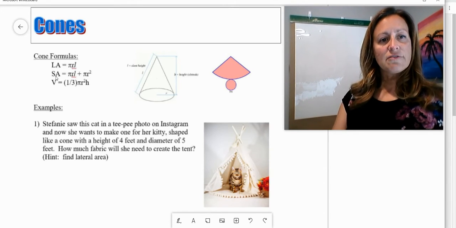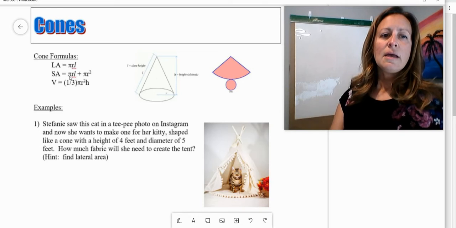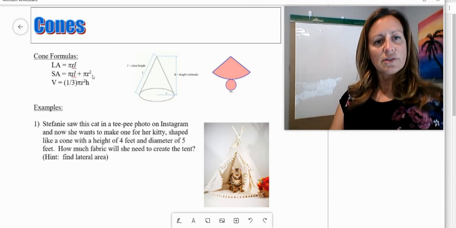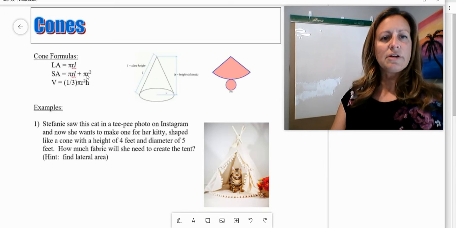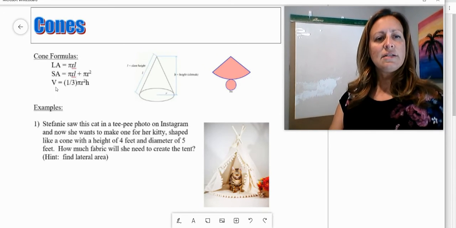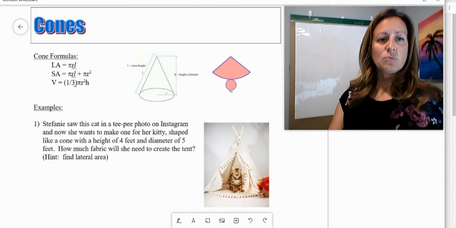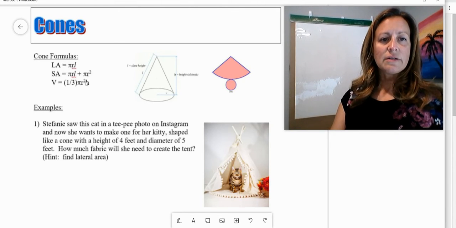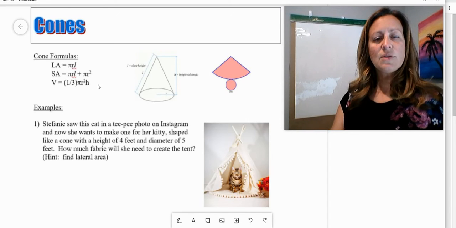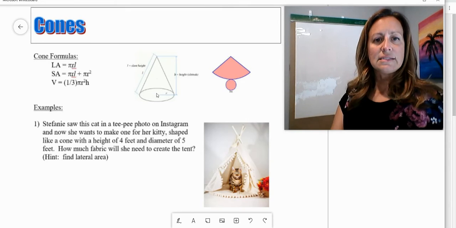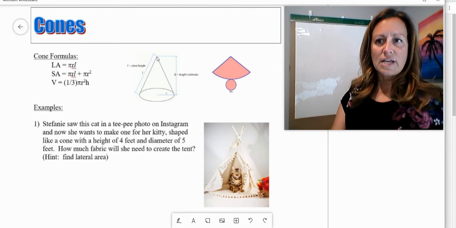Surface area for the whole thing would be pi RL, that's lateral area, plus the area of a circle, the base. So it's just lateral area plus one base. And then here's a volume formula for cones. How much can you fit inside the cone is 1/3 pi r squared h, where h is the height of the cone, not the slant height. It's the altitude from the center of the cone straight up to the vertex.